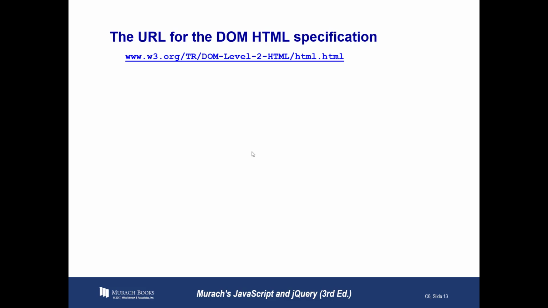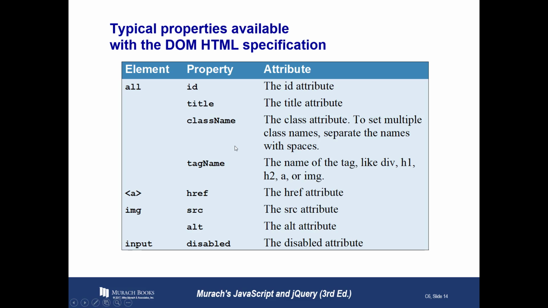The URL that they show right here is the URL for what's called the Document Object Model Hypertext Markup Language Specification. It's about as exciting as it sounds. It's written by technical writers who by and large do a fantastic job, but the stuff they write isn't very stimulating to read.